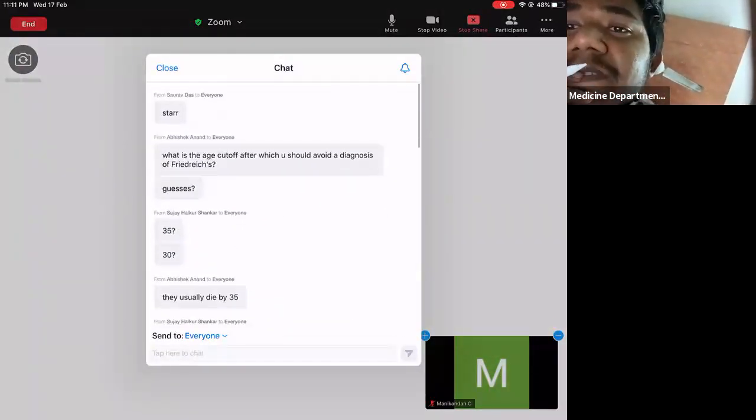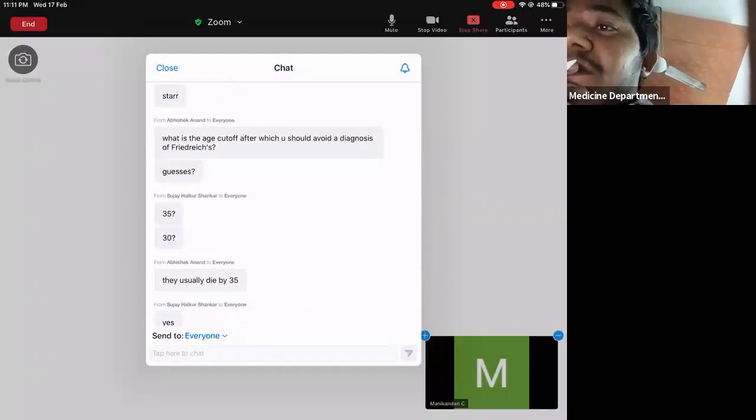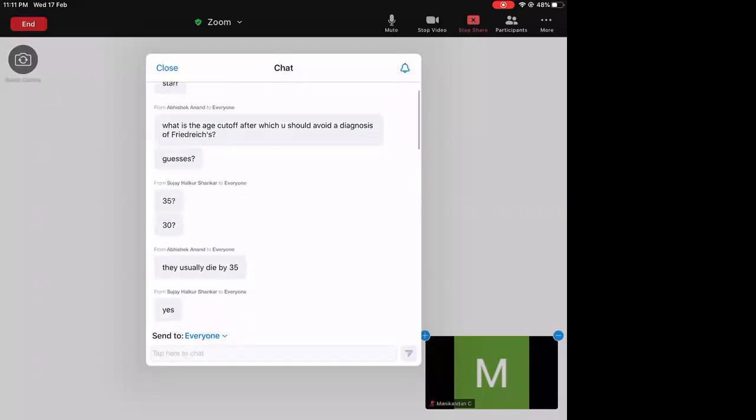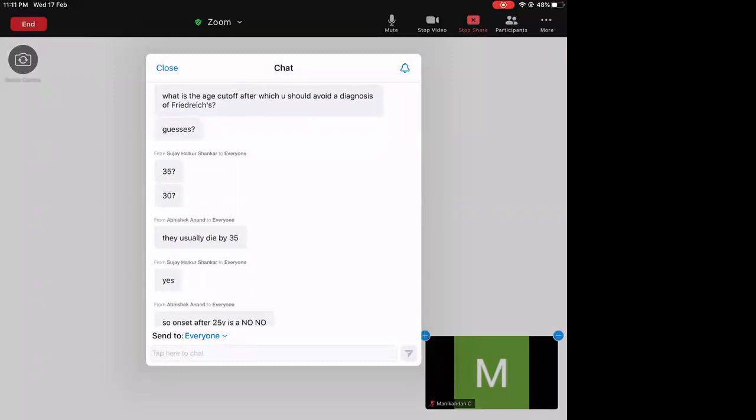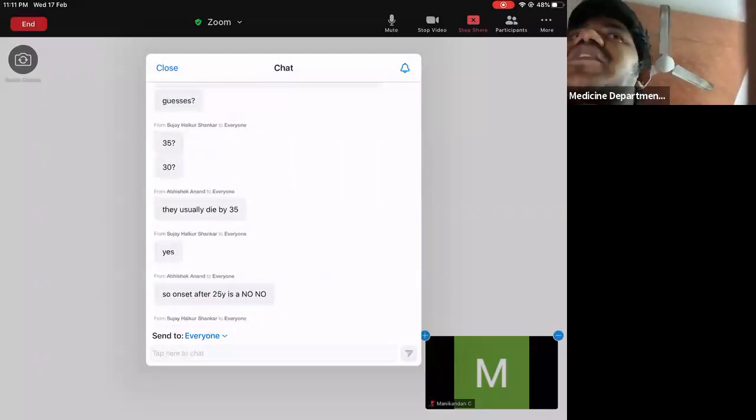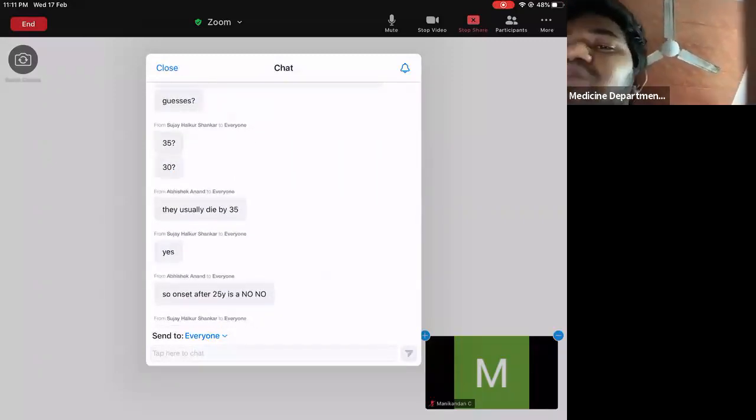Okay, what is the cutoff age after which you should avoid a diagnosis of Friedreich's ataxia? They usually die by 35 years. Roughly they give like 4 decades, and usually symptoms are seen by.